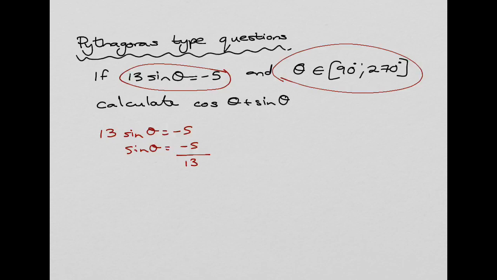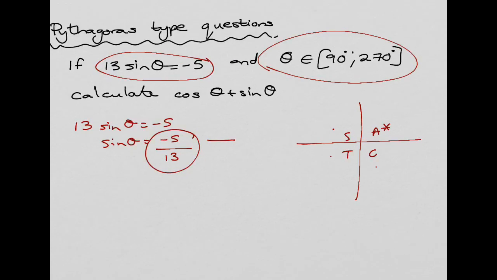Hopefully you remember from last year that we had a little diagram, very basic, that told you what was going to be positive where. So all sine, cos, and tan are positive in this first quadrant. Sine is only positive here, then tan, then cos. So we need to find, this clue says, where is sine negative? Sine is negative in tan and cos's quadrants. Then they give you another clue, that says you have to work between 90 and 270. So there's 0, there's 90, there's 180, there's 270.